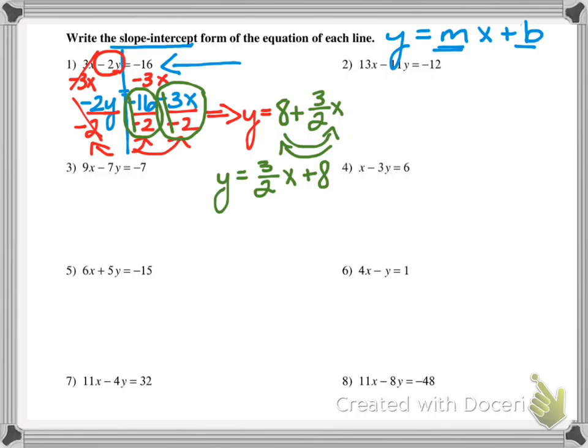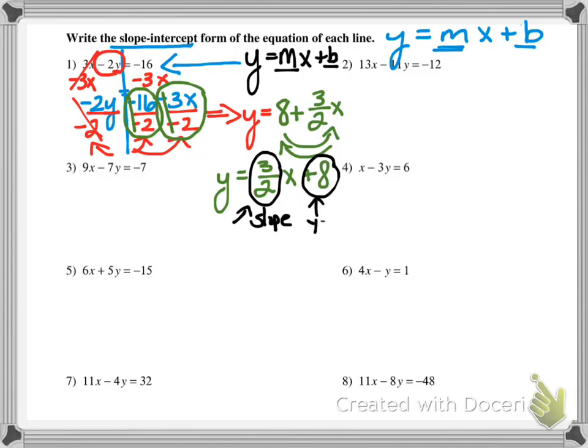Why would I want to move them like that? Because the form is y equals mx plus b. Look up here at the top. M being the number touching the x in the front, and b being the y-intercept is usually in the back. And if I keep them in this form, it's easy to notice. That's my slope, and that's my y-intercept. Okay, so the answer is, in slope-intercept form, the equation of the line would be written y equals 3/2 x plus 8.